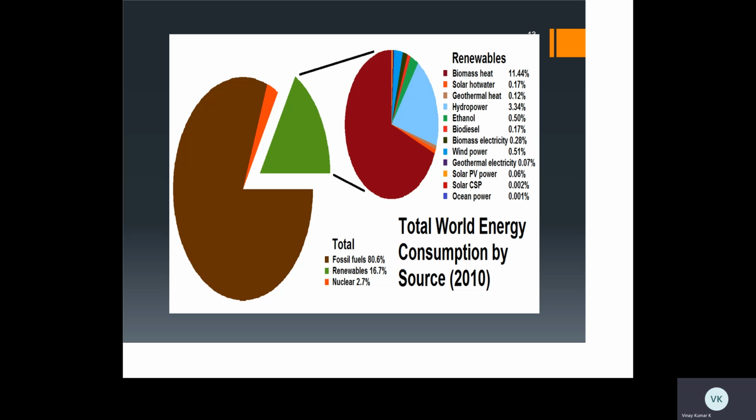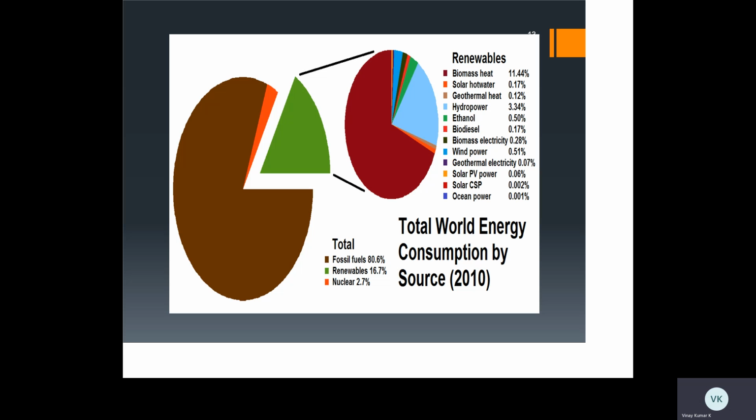The next thing we need to know is how the natural renewable energy sources are distributed worldwide. This slide shows the total world energy consumption by sources for the year 2010. Basically, the larger amounts of renewable energy come from biomass heat, solar hot water, geothermal heat, hydropower, and ethanol. We can get ethanol directly from different chemical combinations, or from our sugar cane.